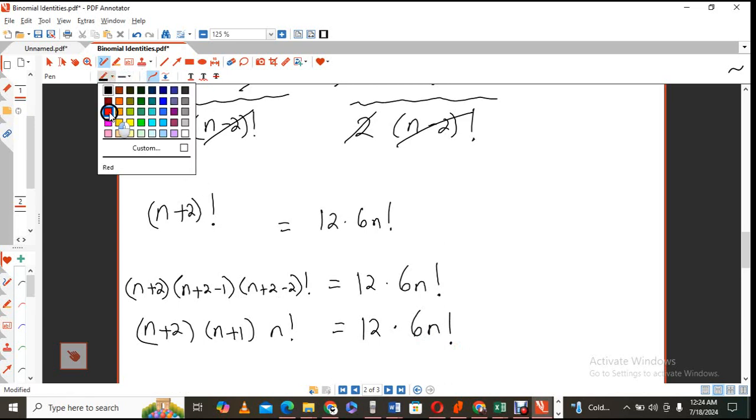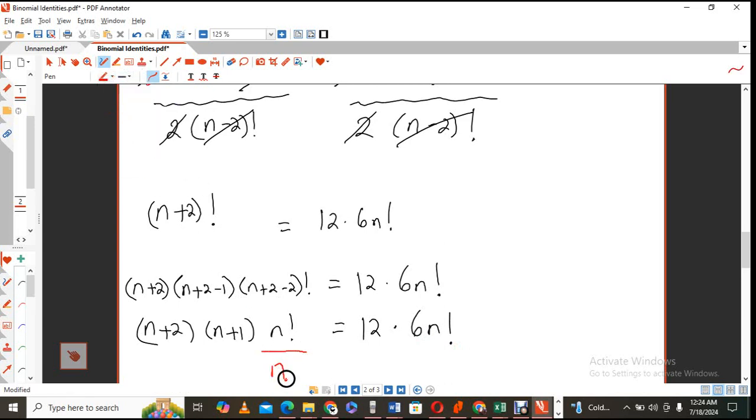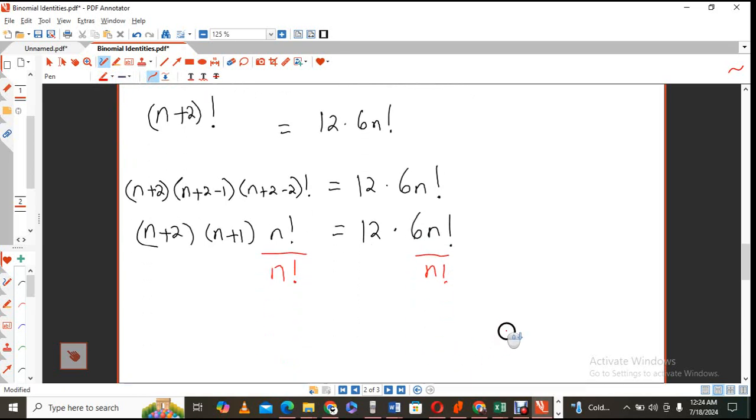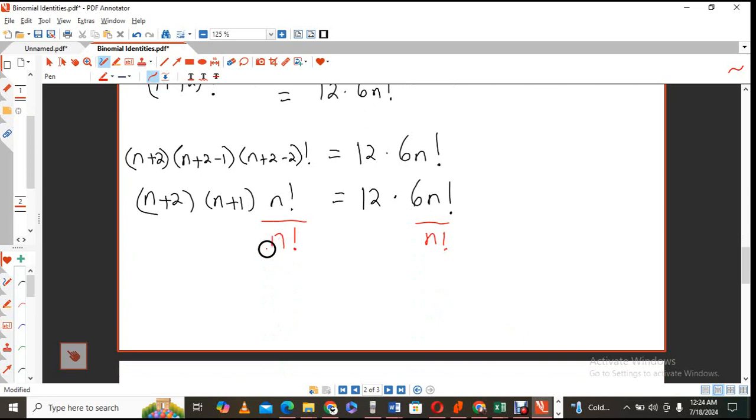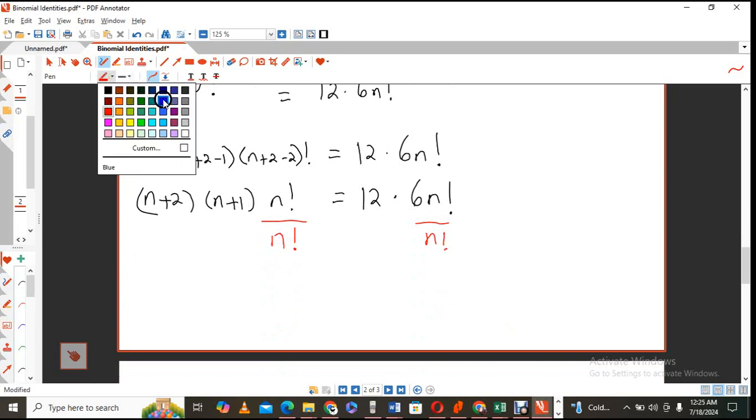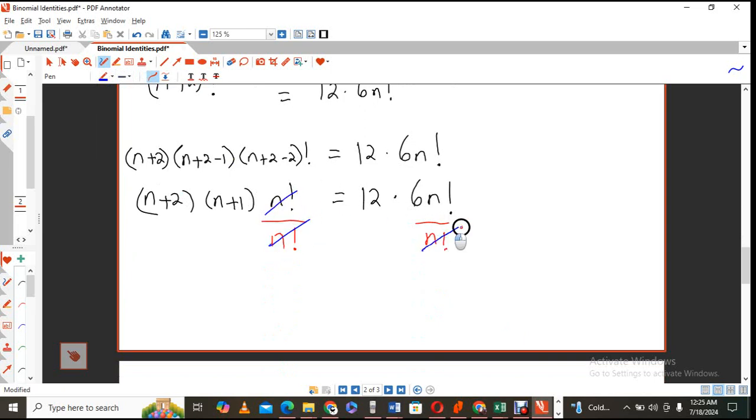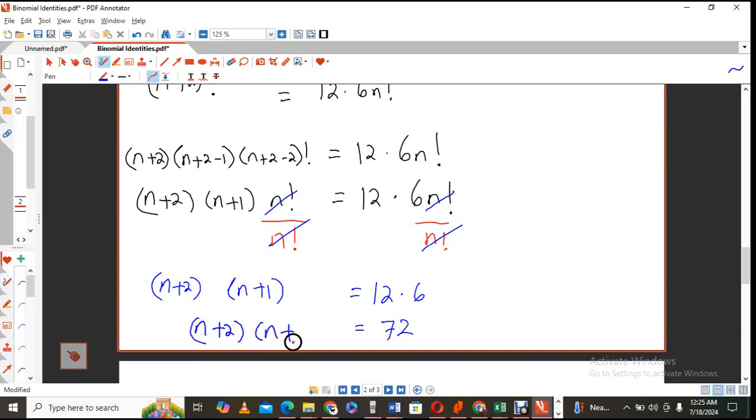All right, what does it leave me with? It leaves me with dividing here by n! and here by n!. When I do that division, this cancels and that cancels. So at the end of the day here, I have 12 times 6, which is nothing but 72, and on this side, I have n + 2 as well as n + 1. Let me just rewrite it nicely: (n + 2)(n + 1).